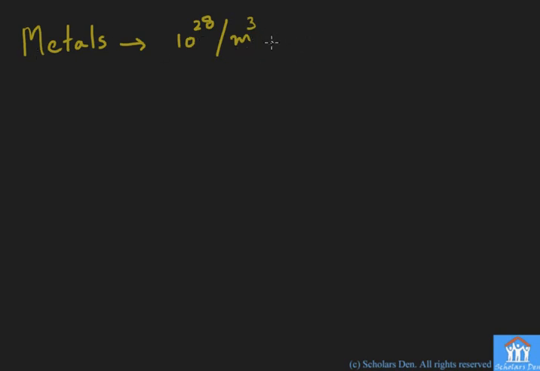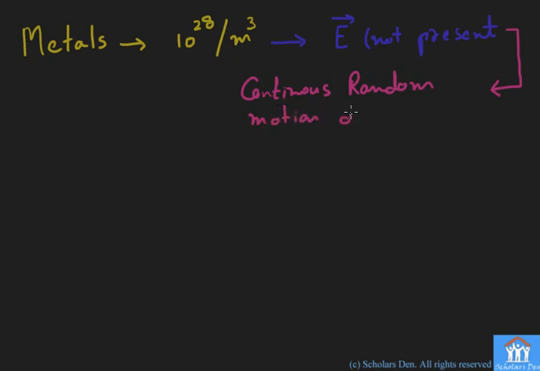Now, in the absence of an electric field, it means when the electric field is not present, there is a continuous random motion due to thermal energy.